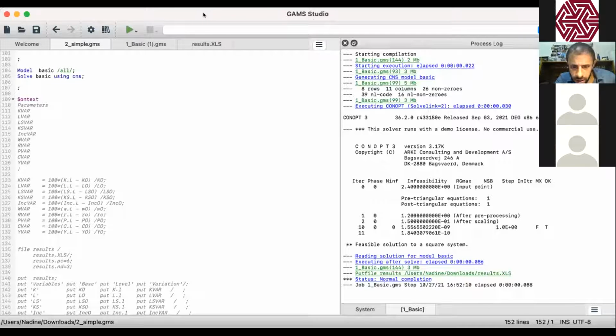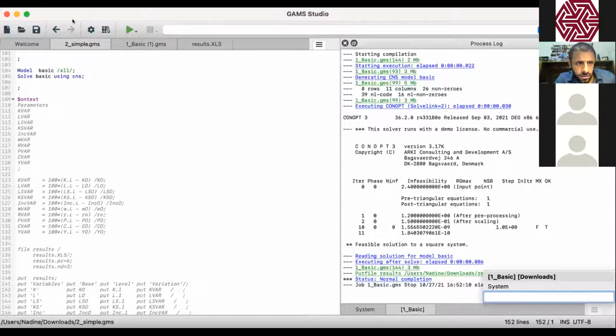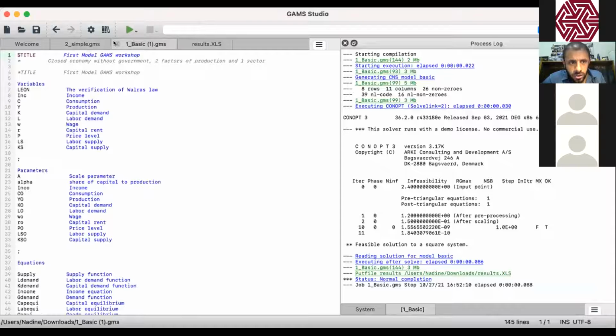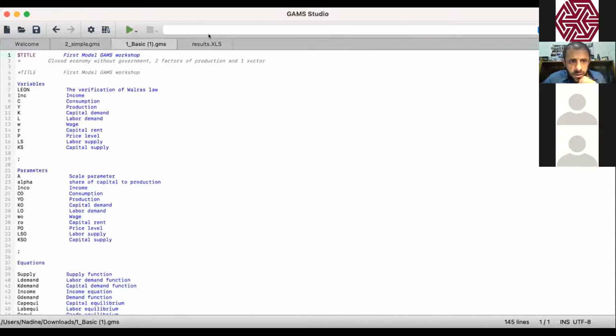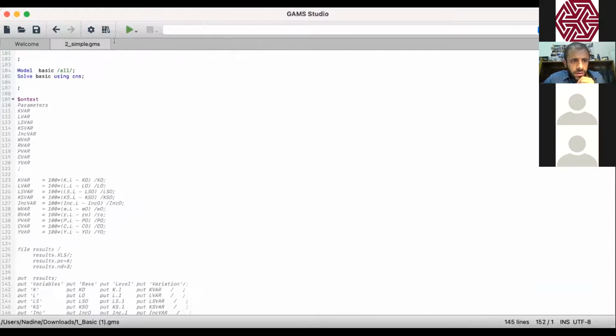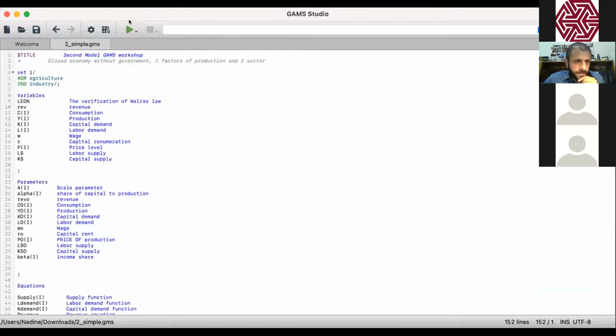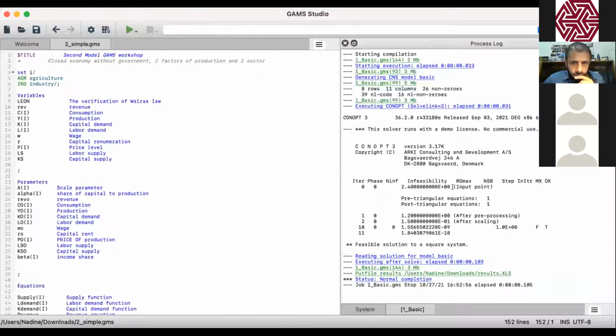Okay, well, in this case, click on reading solution for model basic. No, but I think that's the solution of the old one. Close the process log. No, not this one. Beside. Exactly, close this one. Okay, close the results Excel as well. We don't need it. All the last model, basic, run now. No, it's still solving the basic model, not the new one.